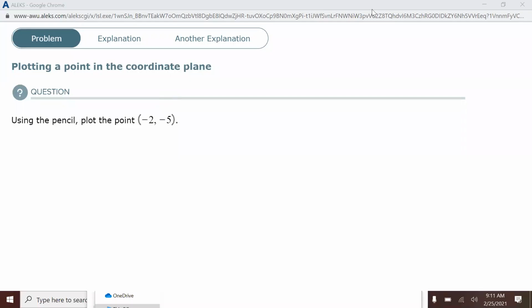This time, they give us the coordinates and ask us to graph the point. So it says go 2 units in the x direction, but go to the left. So 2 units left and then 5 units down because the 5 is negative. And so right about there would be our point. 5 down and 2 to the left.